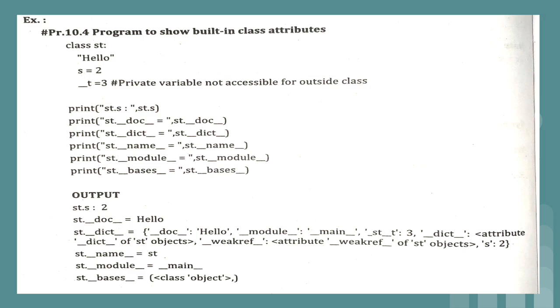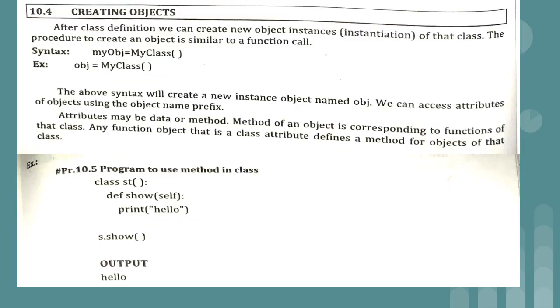And after that, the next one is st.__bases__. It gives you the result within round brackets, which means base gives you the result in tuple format. We are not using inheritance, and this is the reason it gives you the output as class object. Whenever you have inheritance, it will give you the base class as output. So these are some built-in class attributes.